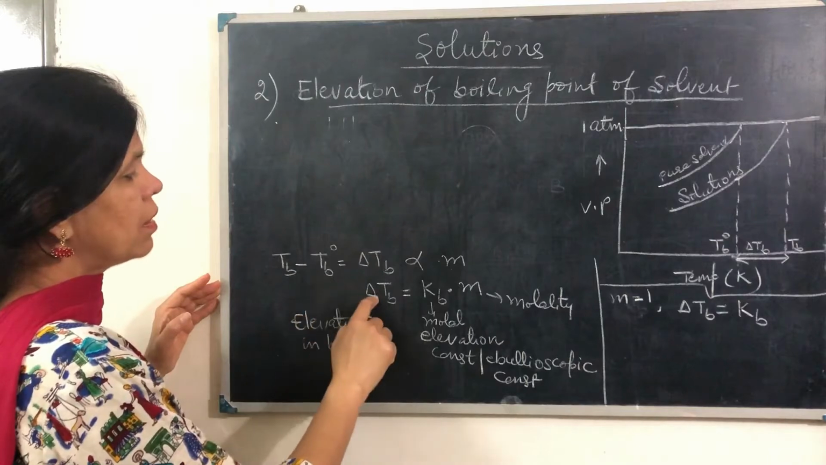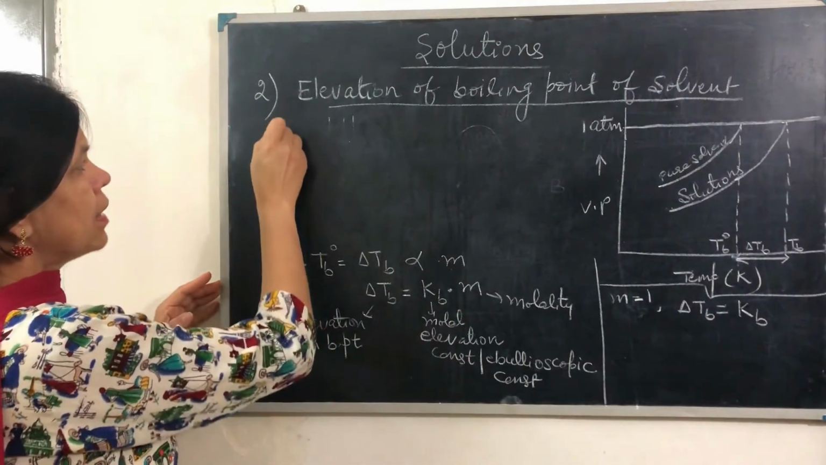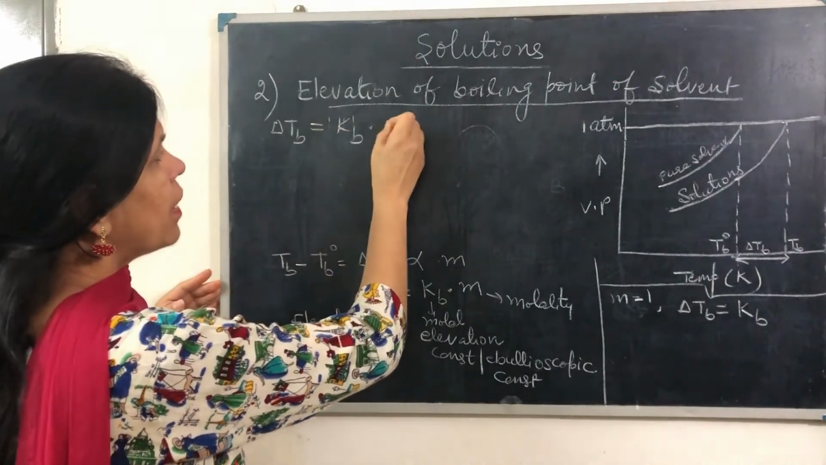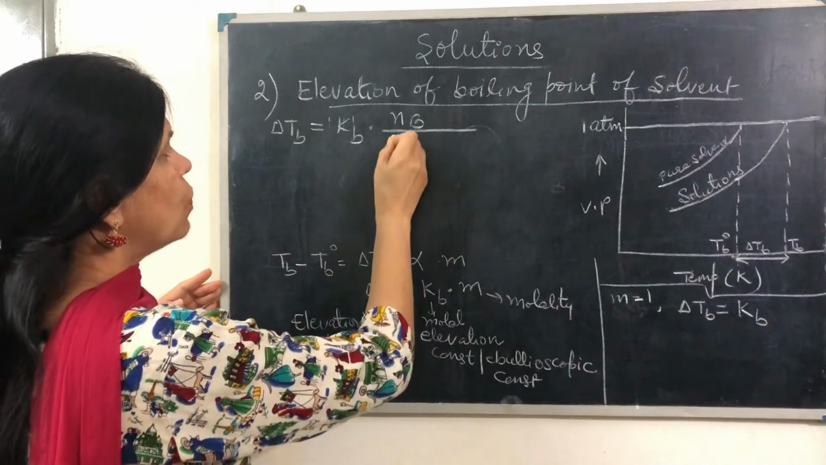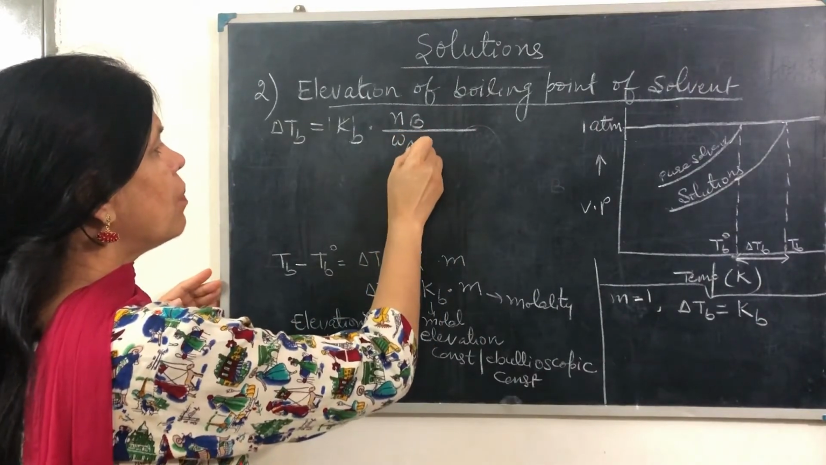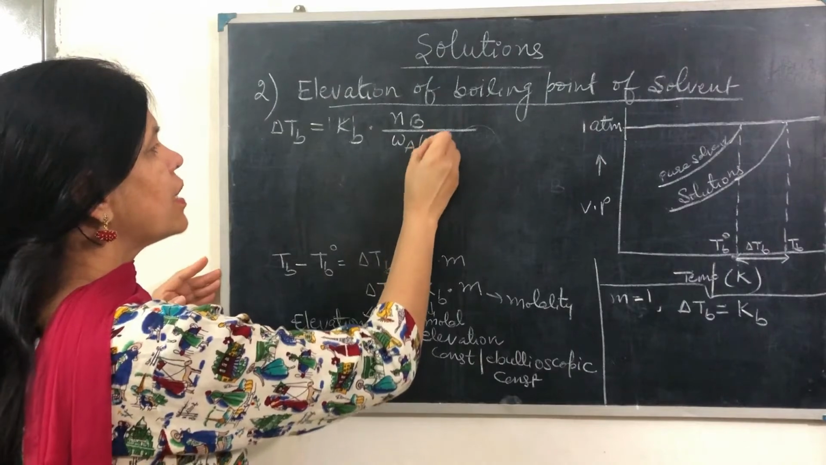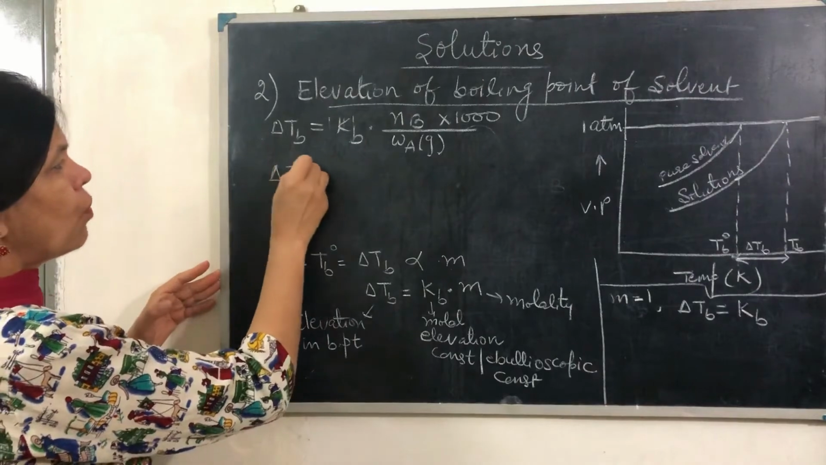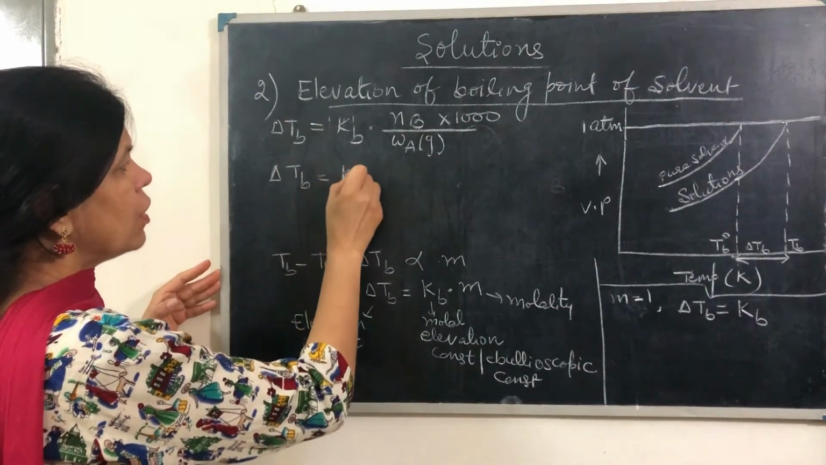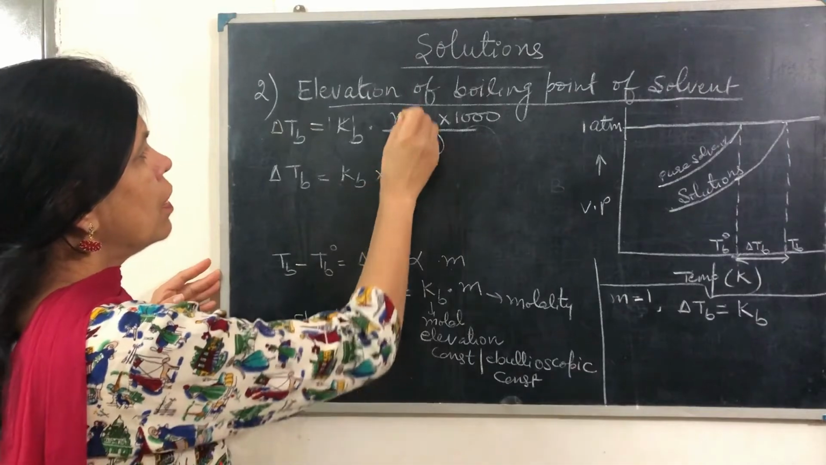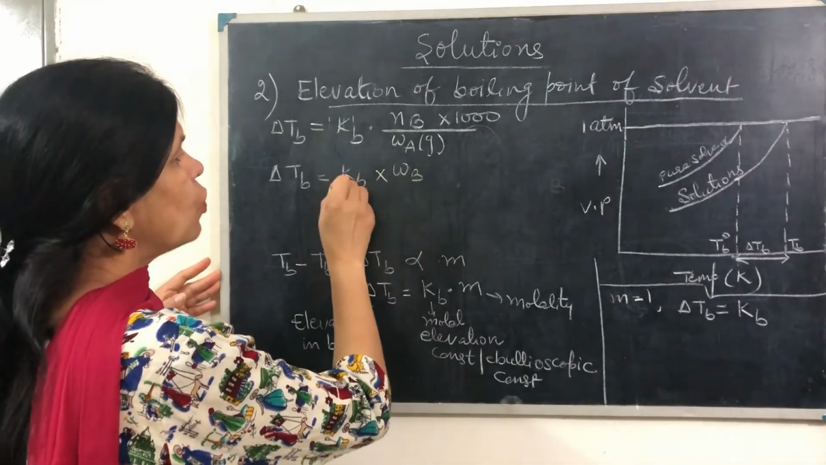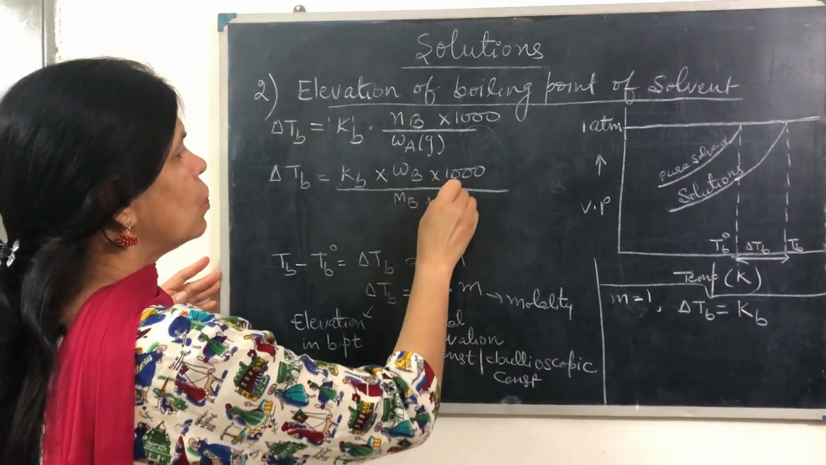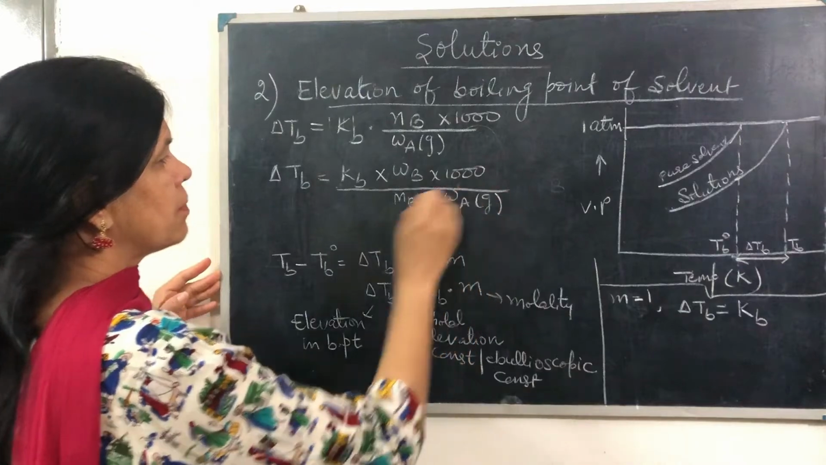This expression can further be written as delta TB is equal to Kb, and molality can be written as number of moles of solute dissolved in given mass of the solvent, and if it is expressed in grams, it has to be converted into kg. So our formula is delta TB is equal to KB into number of moles, which can be written as WB upon MB, into 1000 upon WA in grams.